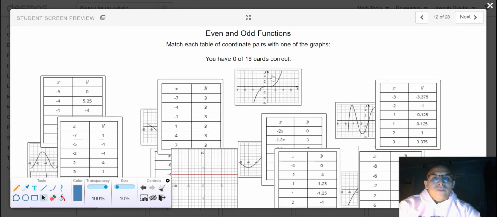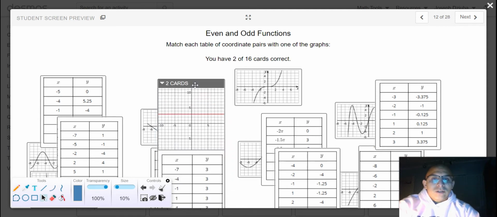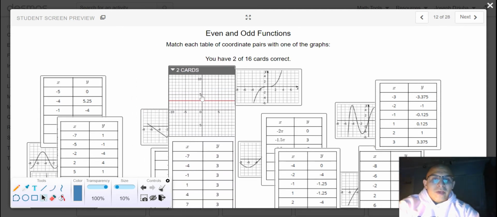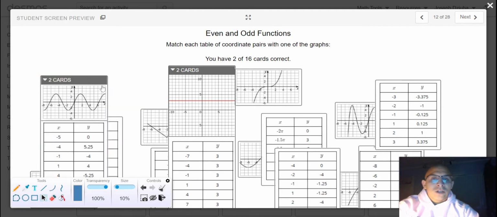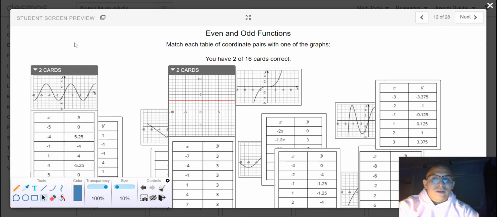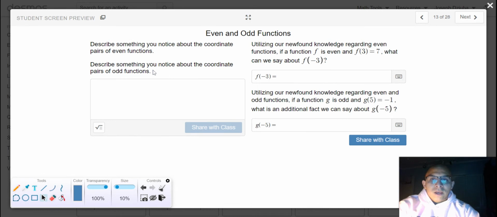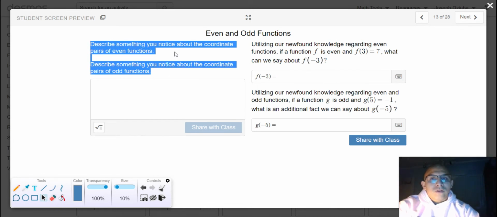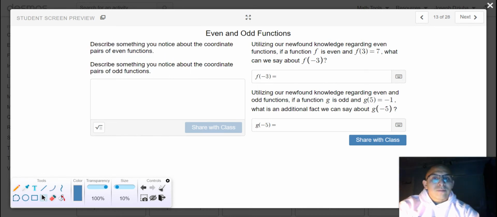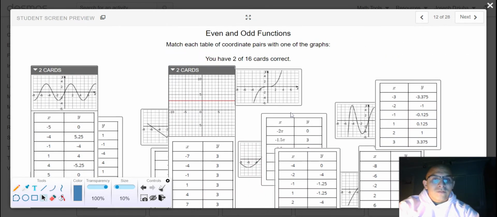Okay. For this graph here, I'd like for you to match each table of coordinate pairs with one of the graphs. I will match these two together because it is apparent that for a constant, a graph that is a horizontal line, all the y values will be the same. So please match up your graphs in a corresponding fashion, so on and so forth. Clearly that is not correct because I have a counter here for you. After doing that, I would like for you to describe something you notice about the coordinate pairs of even functions and something you notice about the coordinate pairs of odd functions.